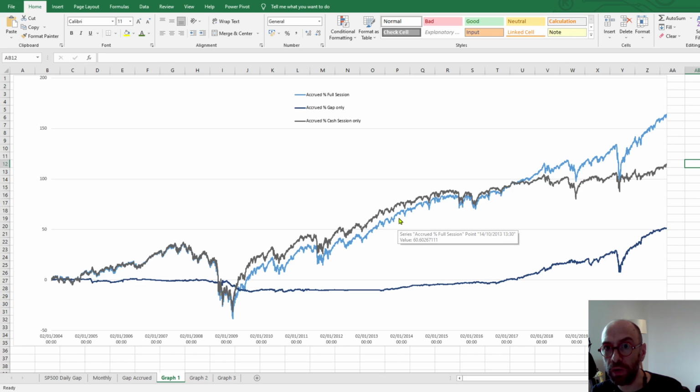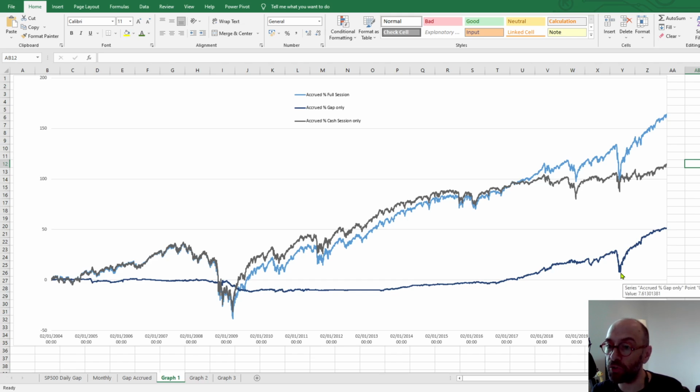But what you can see here is that notice how the difference between the cash session and the full session starts to diminish, and by the beginning of 2017, by May 2017 roughly, you see that the full session overtakes the cash session, and the change seems to be increasing more and more. And you can see that on the cash side.